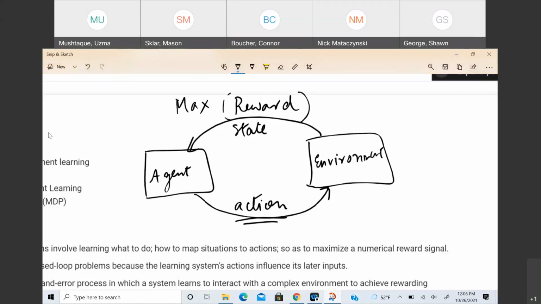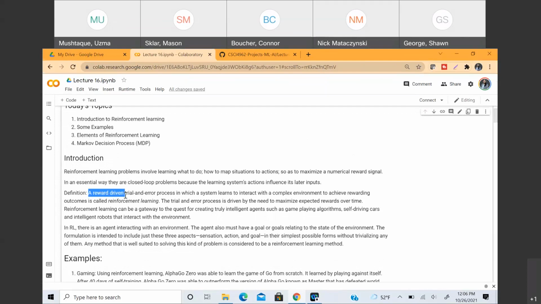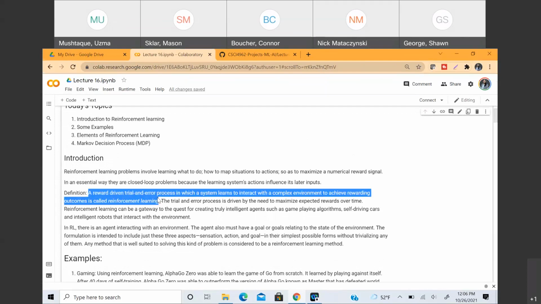Okay, so that's what the formal definition talks about. It's a reward-driven trial and error process in which a system, or as I said, an agent, and we'll be calling that interacting system an agent, right, learns to interact with a complex environment to achieve rewarding outcomes. And that's what reinforcement learning is.